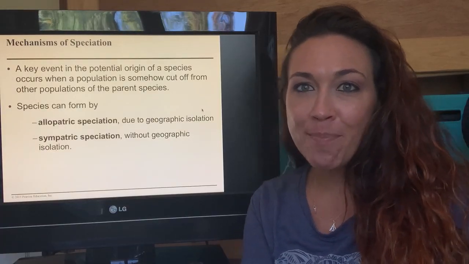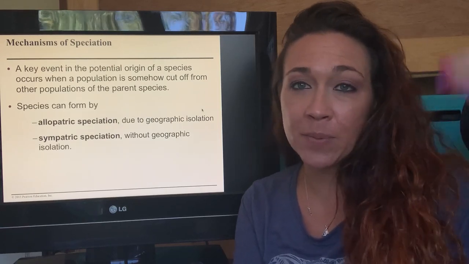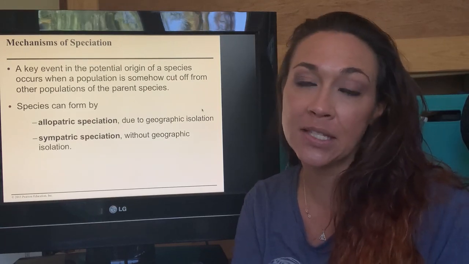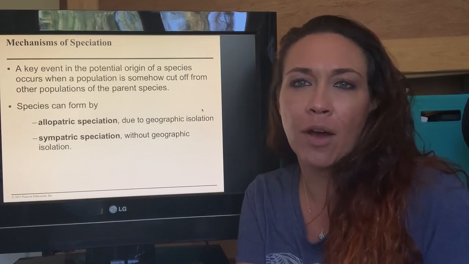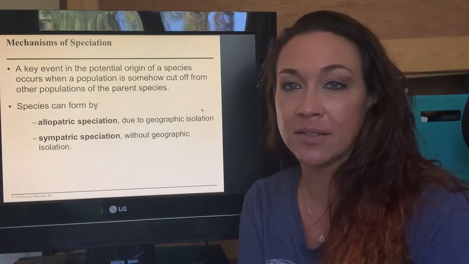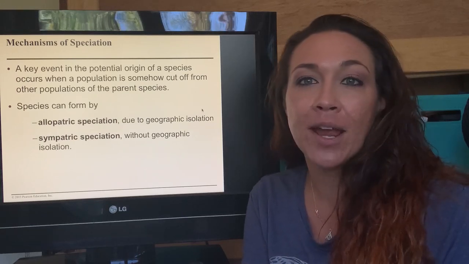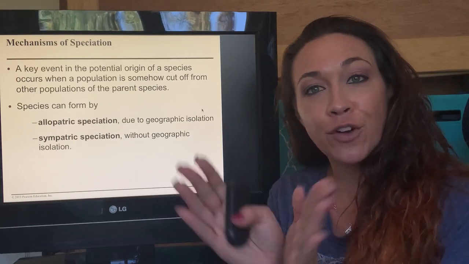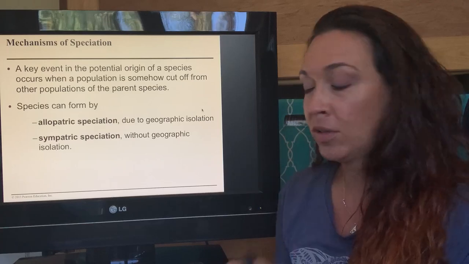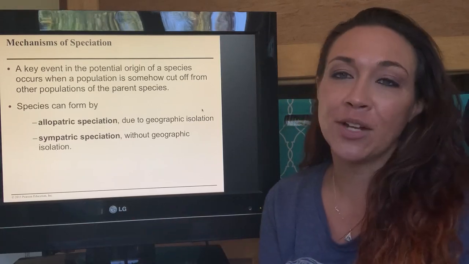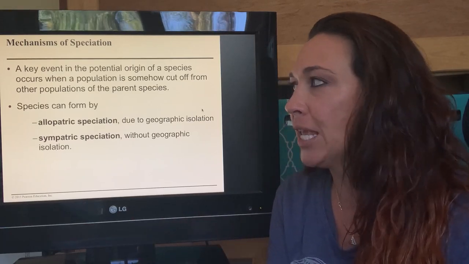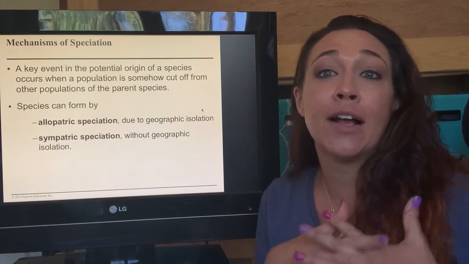Okay, let's get into some of the mechanisms behind speciation. Remember that speciation just means the creation of a new species. So how does this actually occur? How did we know that those two birds are different species? Now, there's a couple different things that can actually separate or diverge two species out into their own. One of them is called allopatric speciation. Essentially, what is happening here is you have that geographic isolation.